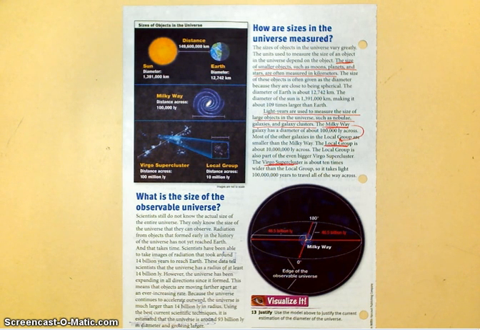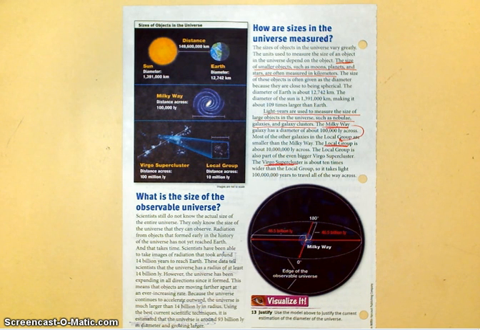On page 276, under how are sizes in the universe measured, make sure you find the sentence that says the size of smaller objects such as moons, planets, and stars are often measured in kilometers. And then the next paragraph, light years are used to measure the size of large objects in the universe such as nebulae, galaxies, and galaxy clusters. Reminder that the Milky Way galaxy, which is the galaxy that our solar system is in, is part of the local group, and the local group is part of a large supercluster called the Virgo supercluster.